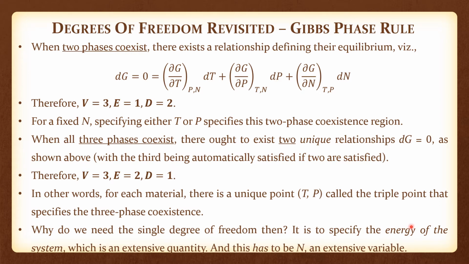Of course, why do you need this 1 degree of freedom? When you are specifying the energy of the system, this is an extensive quantity, and somewhere you have to specify the extensivity. So that's specified here in terms of number of molecules or number of moles or mass, or whichever way this n is measured.